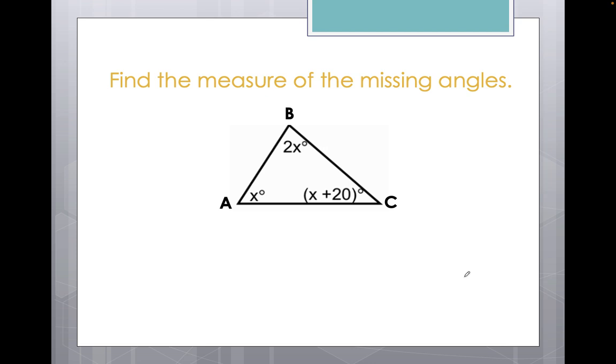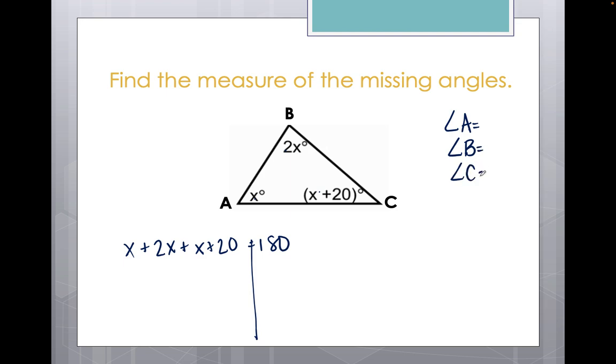In this example, we need to find the measure of the missing angles. Since we don't know the value of x, we're going to have to write an equation first. What we do know here is that all three angles are different because they all are showing different expressions, but we also know that together they have to add up to 180 degrees. So that will give us our equation of x plus 2x plus x plus 20 equals 180. When we solve this equation, we will find the value of x, which will then allow us to find the measures of angle A, B, and C.